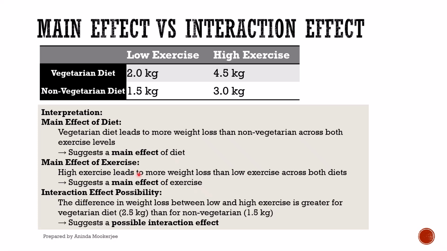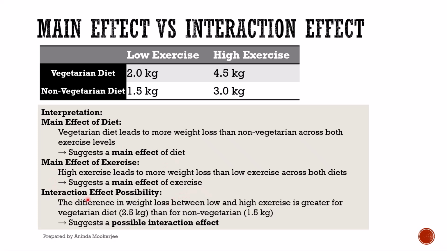As far as the main effect of factor B, which was exercise, we went by the columns. We found the mean weight loss for low exercise, we found the mean weight loss for high exercise, and we compared the two, and then we saw that high exercise leads to more weight loss than low exercise across both diets. No matter whether you are having a vegetarian diet or a non-vegetarian diet, based on this data, if you exercise at a high level, high intensity, the weight loss will be more than with the low exercise. So that suggests the main effect of exercise.